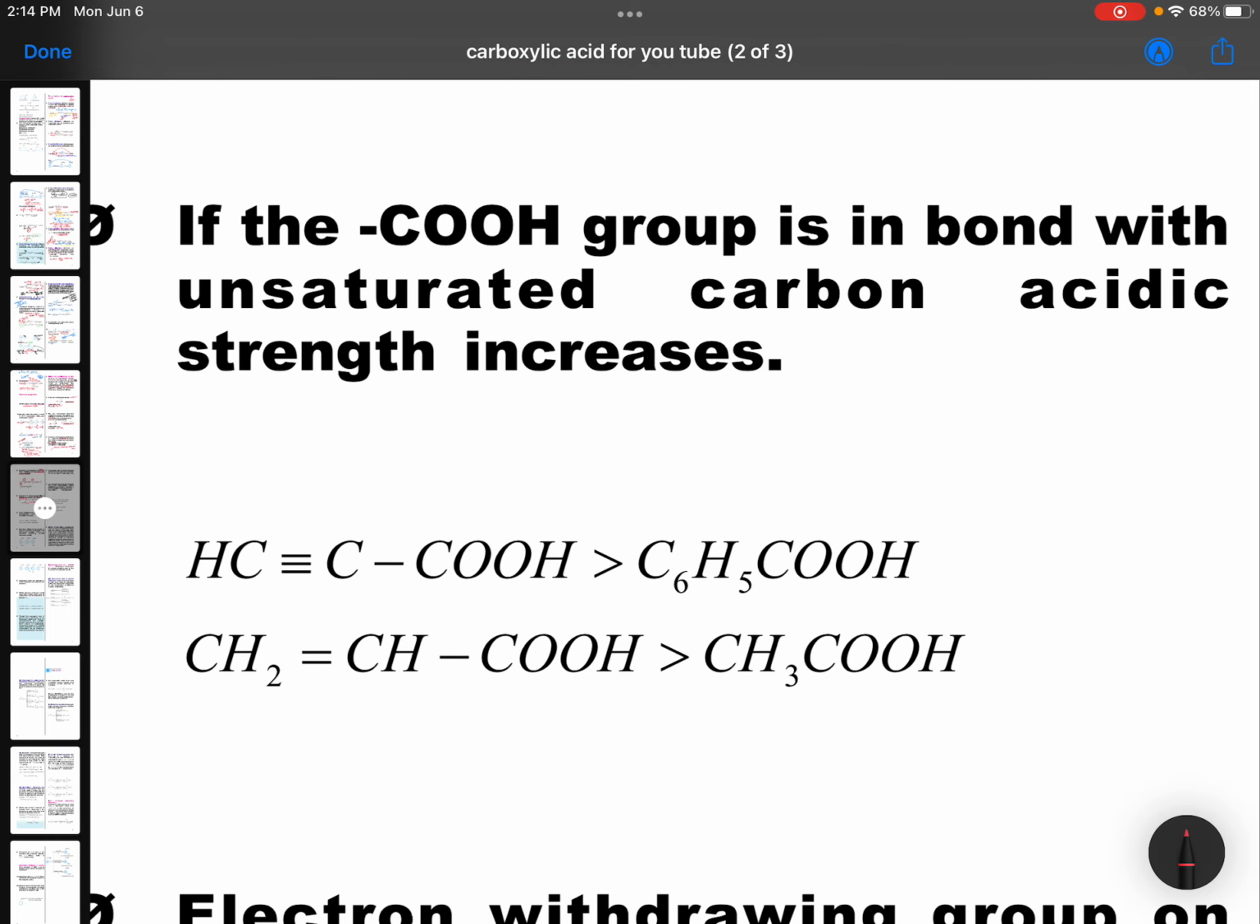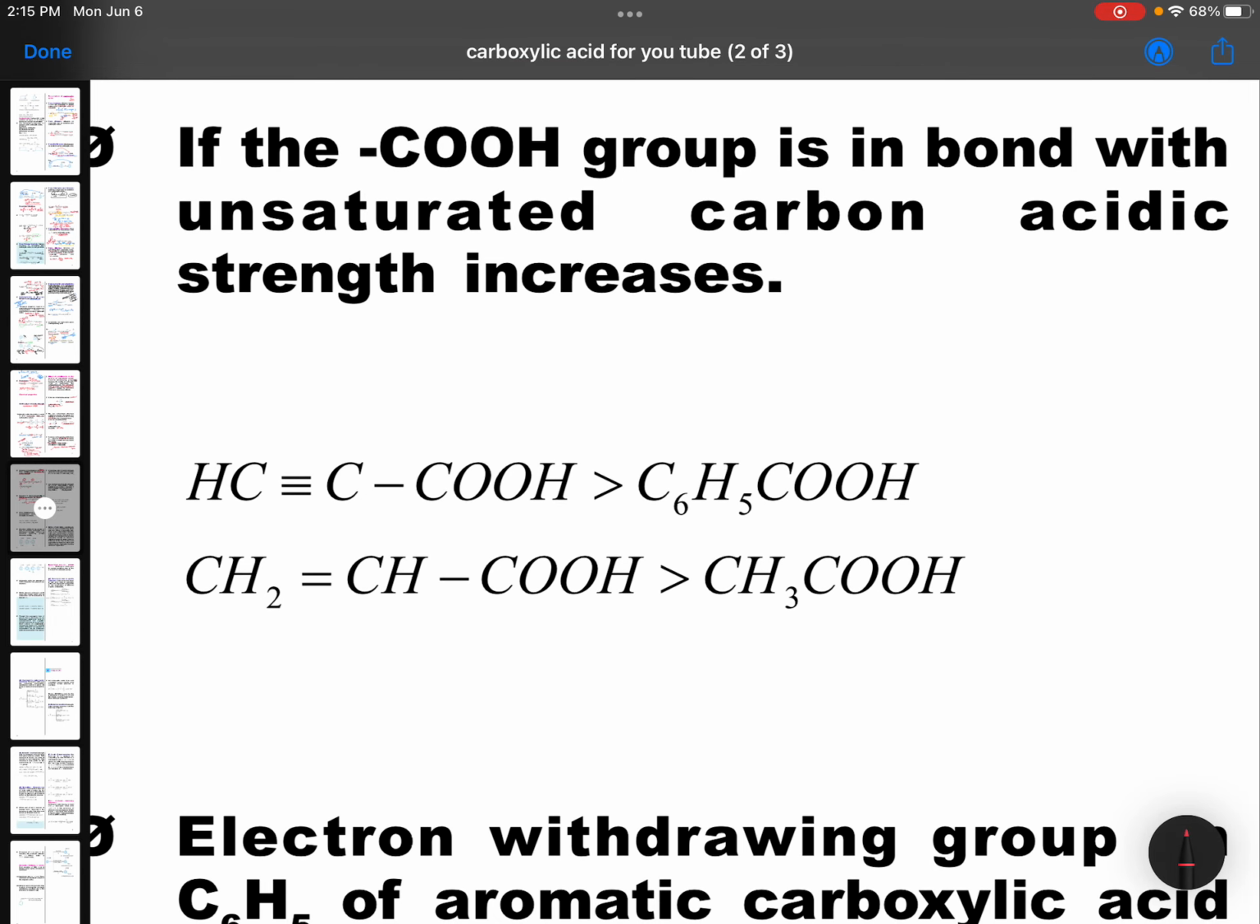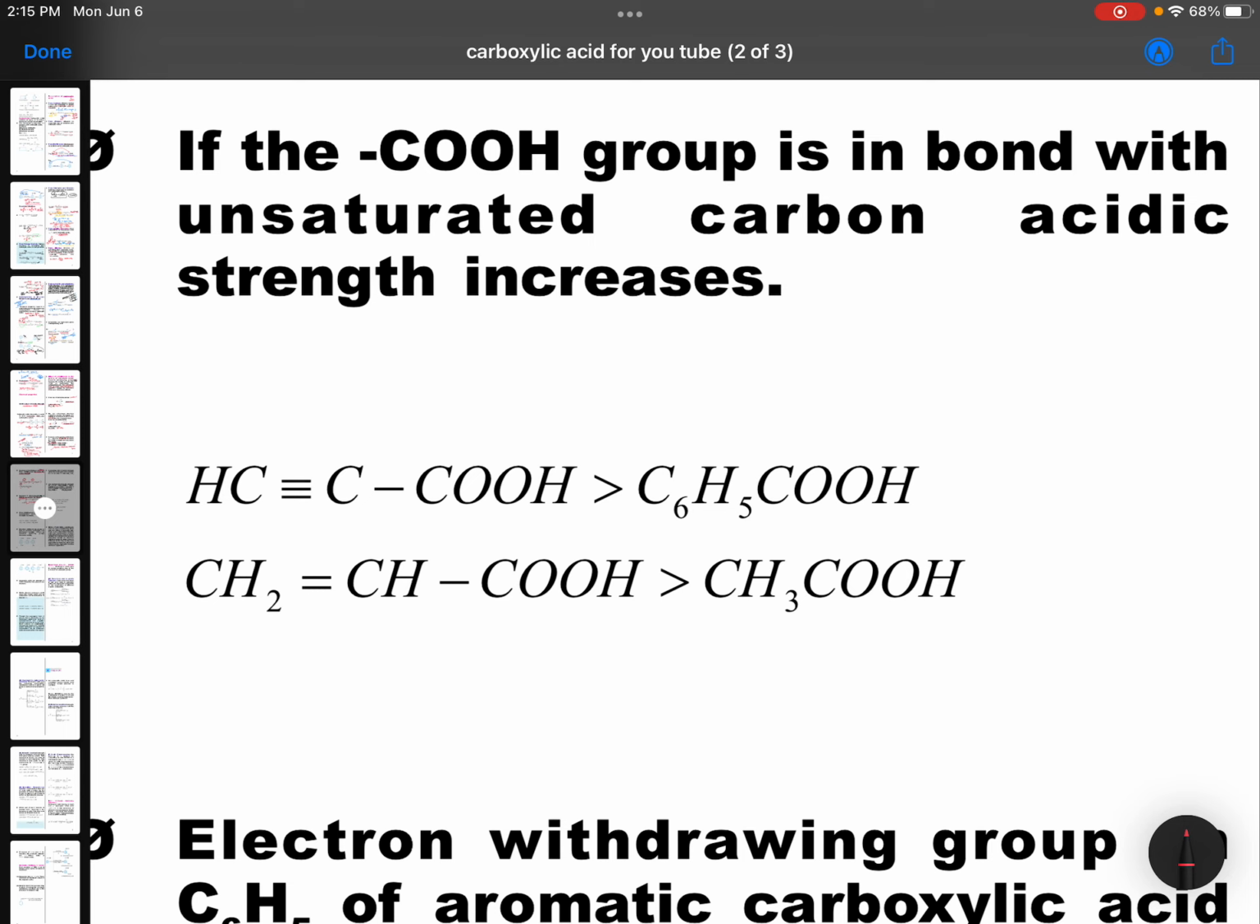If the COOH group is bonded with an unsaturated carbon, acidic strength increases. Very simple: because of this double bond or triple bond, the stability of the carboxylate ion, the conjugate base, will be more, so that is more acidic. Okay, compared to this, this is better. Compared to this, this is much better.